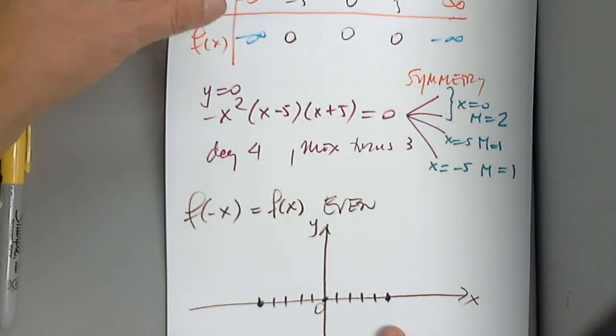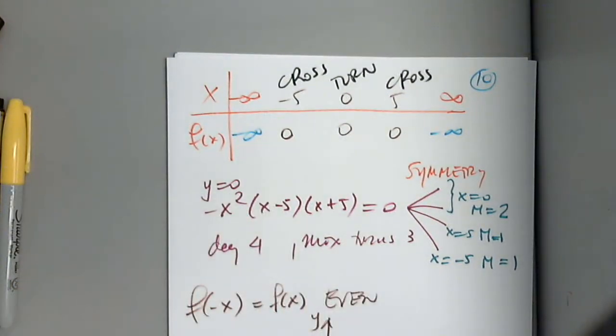So let's look at the table. The table says it's coming from negative infinity, crossing at -5, 0. It has to have a turn because it comes back and turns at 0, 0. And then this side is identical. So from negative infinity crossing at -5, 0, it turns because it comes back to turn again at 0, 0. And this side is a copy of this.